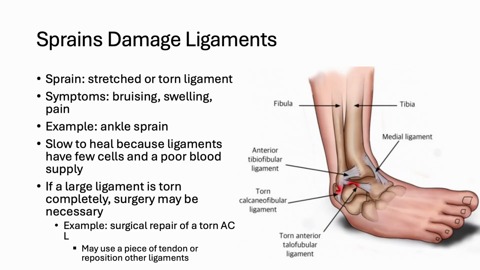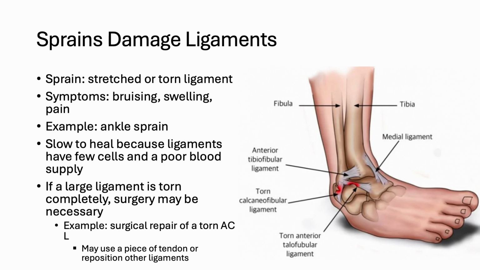A sprain is the stretching or tearing of ligaments, the tough connective tissue that stabilizes joints. Symptoms include pain, swelling, and bruising at the site of injury. Ankle sprains are among the most common, often caused by a sudden twisting or rolling motion. Because ligaments contain few cells and have a limited blood supply, sprains heal slowly compared to other soft tissue injuries.